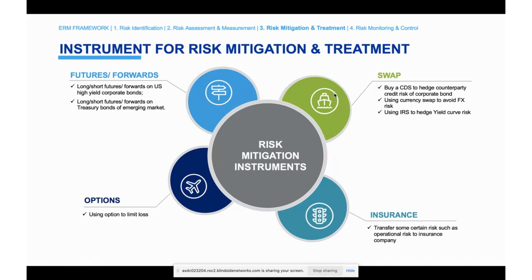In that case, you will transfer the counterparty risk to a hedge fund. The second is you can use the currency swap to avoid the FX risk. The third is you can use the IRS to hedge the yield curve risk.